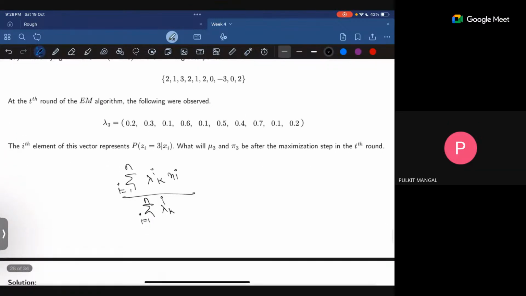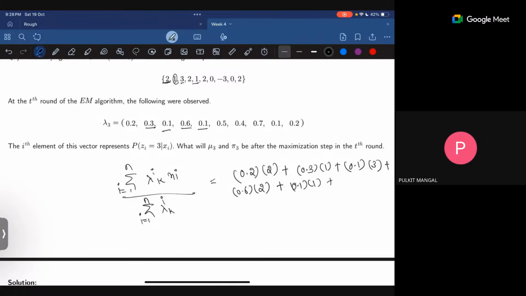So let's do it here. It would be 0.2 into 2, plus 0.3 into 1, plus 0.1 into 3, plus 0.6 into 2, plus 0.1 into 1, plus 0.5 into 2, plus 0.4 into 0, 0.7 into negative 3, 0.1 into 0, plus 0.2 into 2.